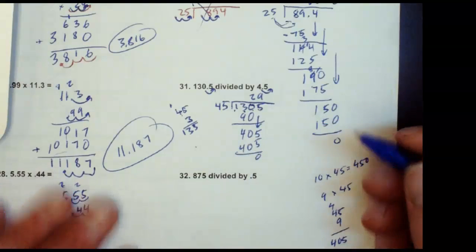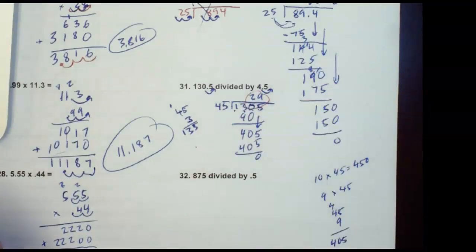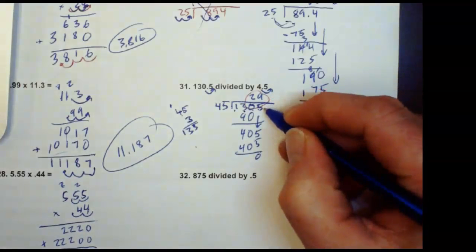Now I know kids are just going to start to panic. There's no decimal. There's no decimal in the answer. Well, actually there is. The decimal is right here at the end of the number. And that's where it was in the quotient.